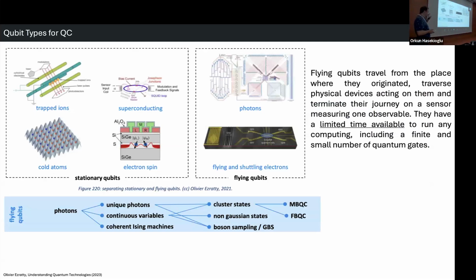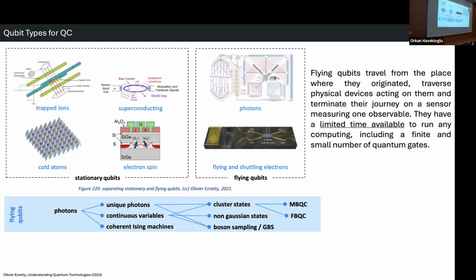You need to make gate operations and measurements on the fly when it happens, so you need to be fast. That's another requirement for this system. And for photons, there are several quantum light sources or approaches for information. One such approach is unique photons, which is a single photon state, or continuous variable. I will not go into coherent Ising machines. It's not the topic of the day.